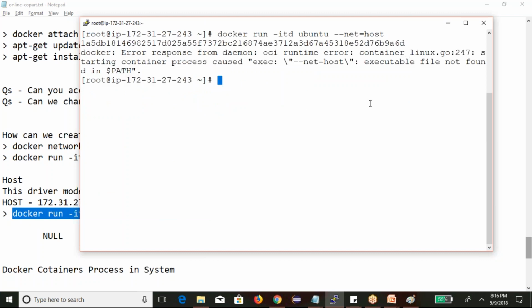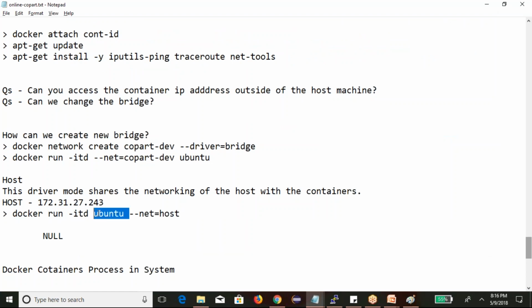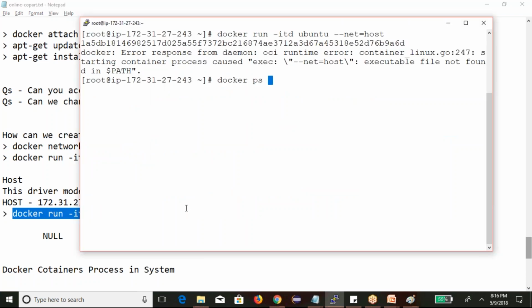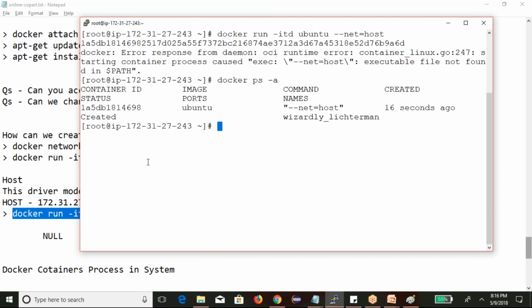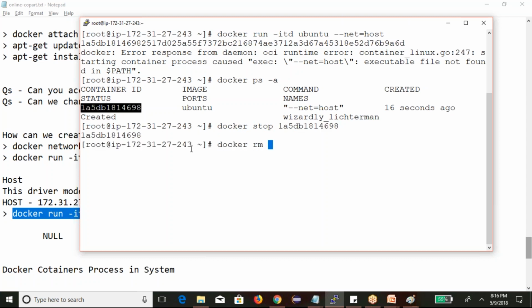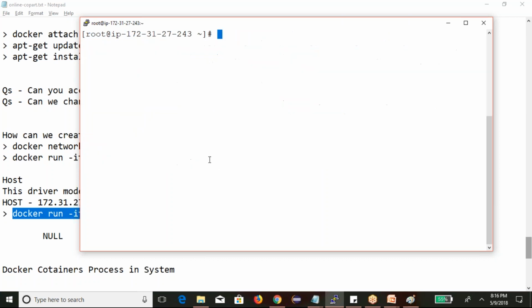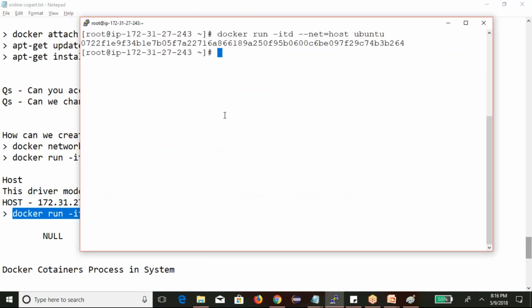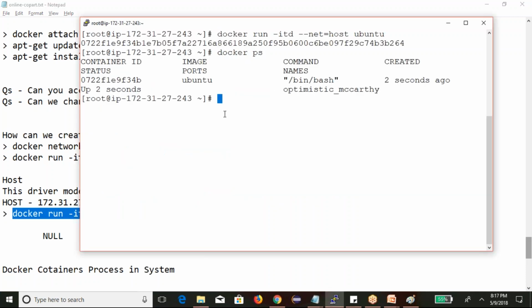Again, I made the same mistake. I should have done it this way. So docker ps -a, it got created, but you have to stop and delete it just for a clean demo, and I do that one more time. Now the container got created. You see that?